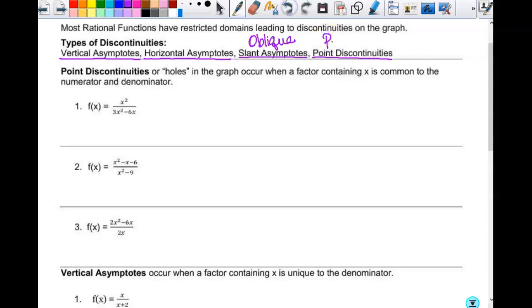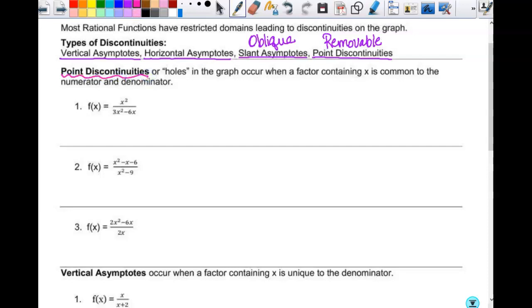Honestly, I don't remember which words I used more at the beginning of the year, but you need to know it could be either one. We're going to call them point discontinuities, really, but it's also called a removable discontinuity. It's the same thing, okay? And that gives you a hole. So we're going to start by talking about the holes in our graphs, or our point discontinuities.